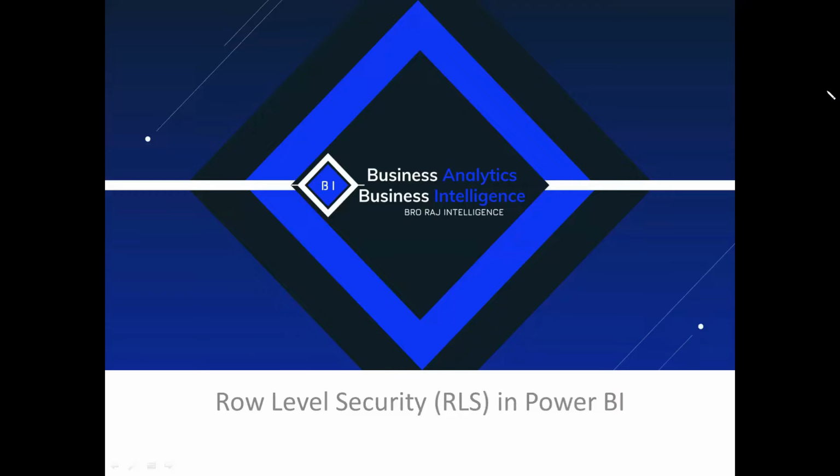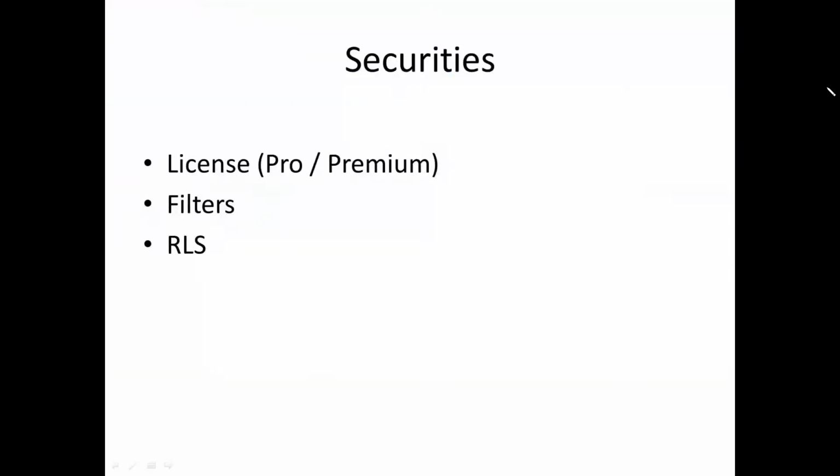Row level security is another kind of filter where users get filtered data with respect to the security that has been given according to their role. We have some security concepts we need to know, like licenses, Pro and Premium, where securities are distributed with respect to Pro and Premium.